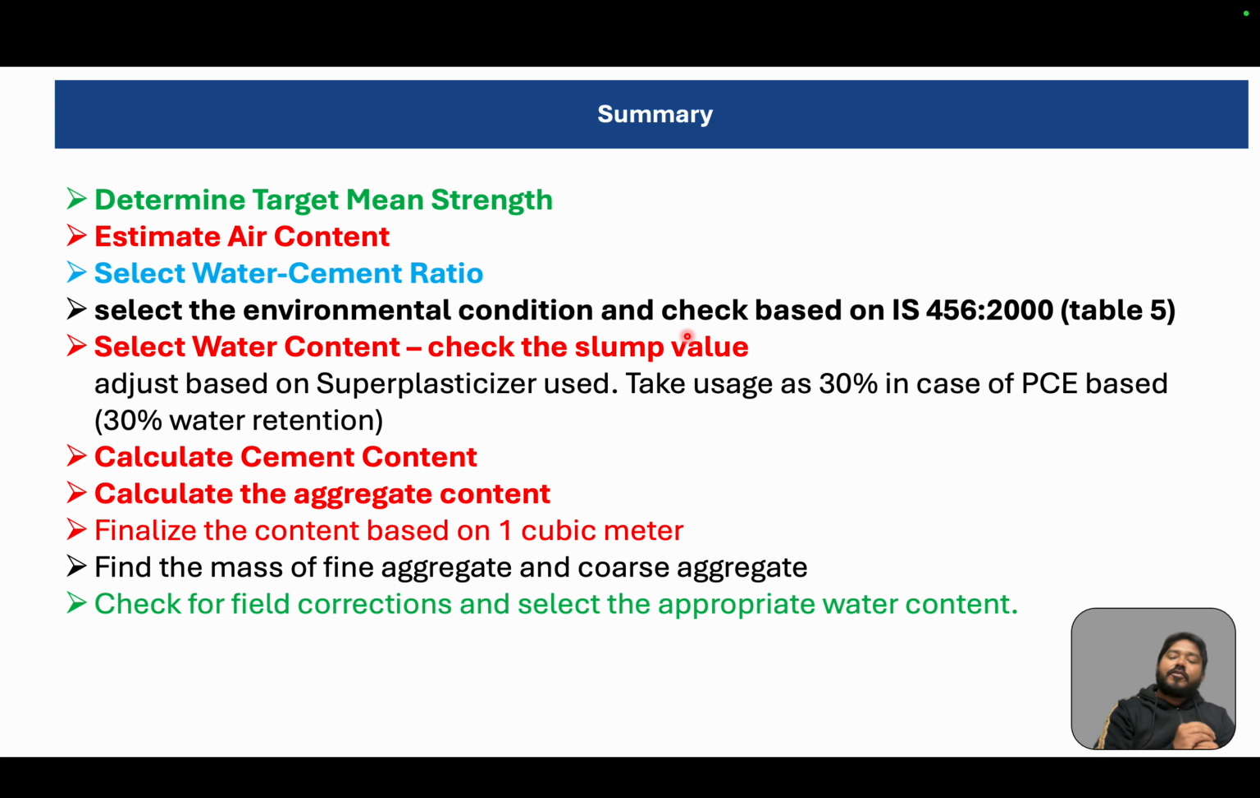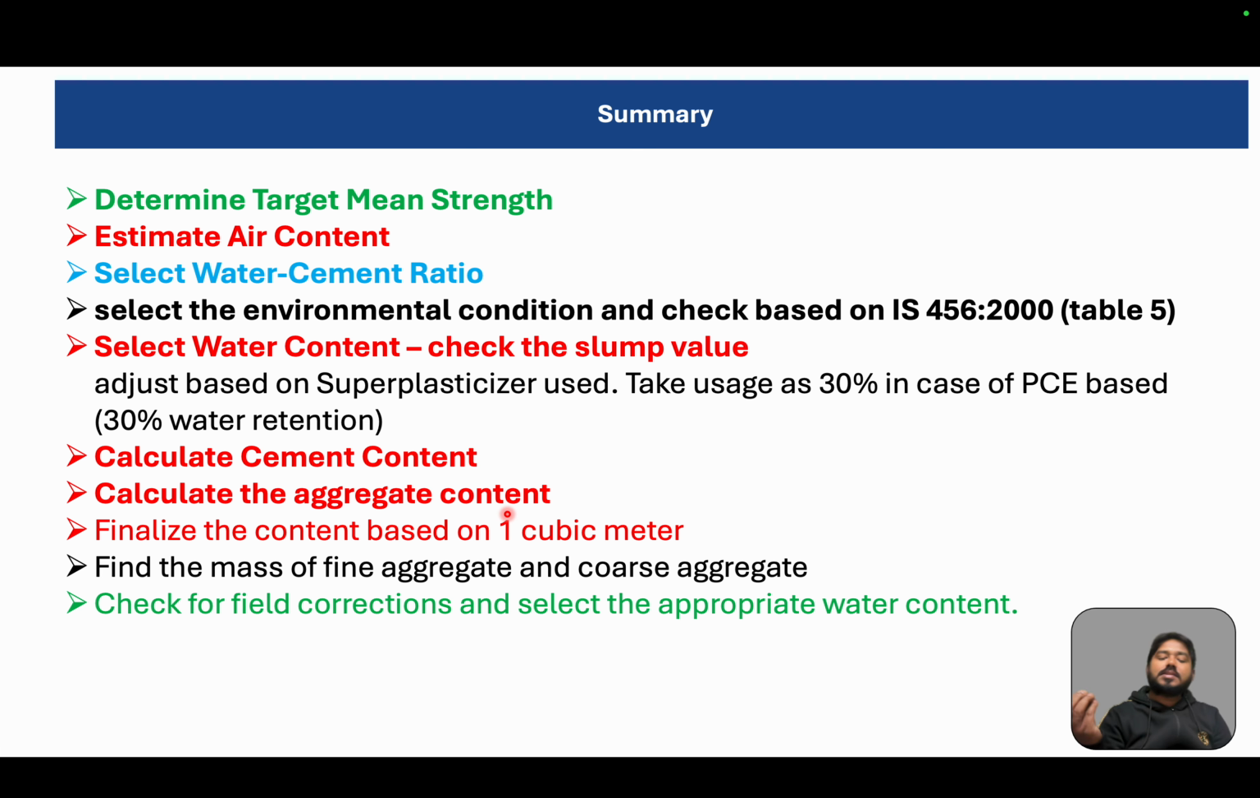However, if you are designing for a high strength concrete, in that case you have more water reduction. That means you can take 30%. That means you have to multiply by 0.70. So accordingly, you have to calculate the final water content. Once the final water content is done, then you have to calculate the cement content. Then after cement content, you have to calculate the aggregate content.